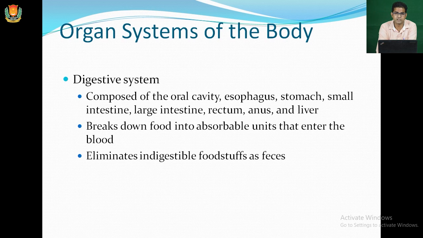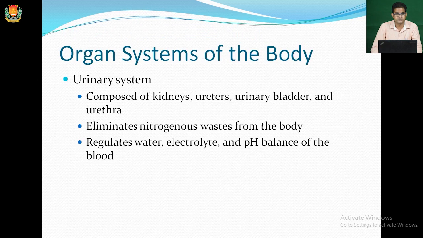Next is the digestive system. The digestive system involves the oral mouth cavity, then esophagus, stomach, small intestine, large intestine, then finally anal canal and rectum. So the digestive system churns the food that we take in through our mouth, and after absorption of the nutrients into the blood, it removes the waste material in the form of feces. So these things are mentioned in the slide also.